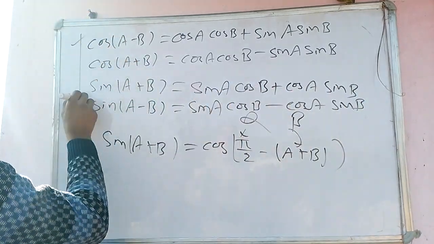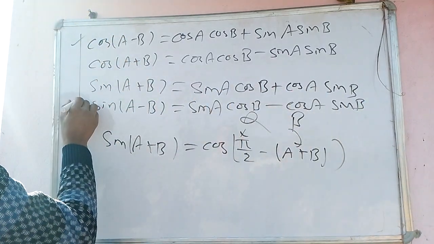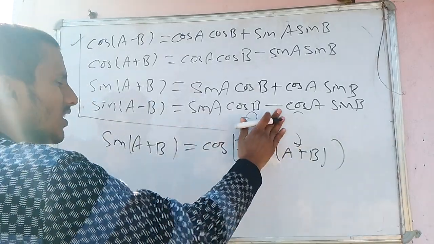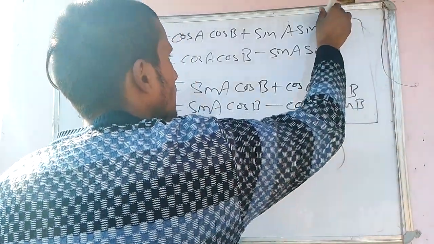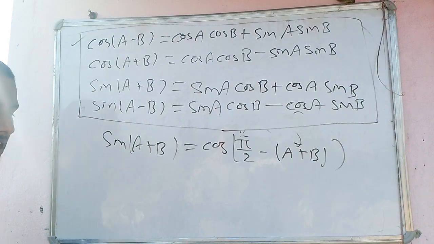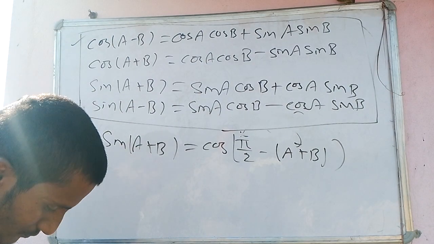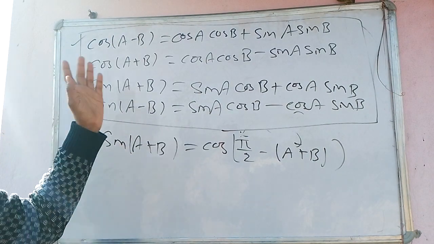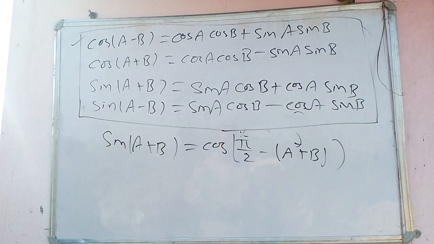Okay, so these are the formulas that we need in this chapter. These 4 formulas of angle A plus B and A minus B.